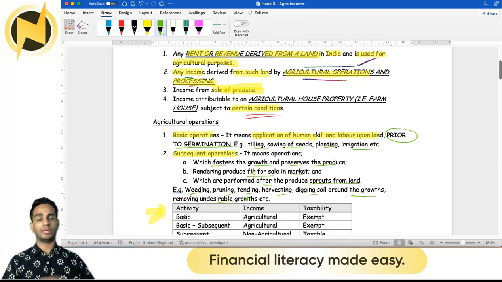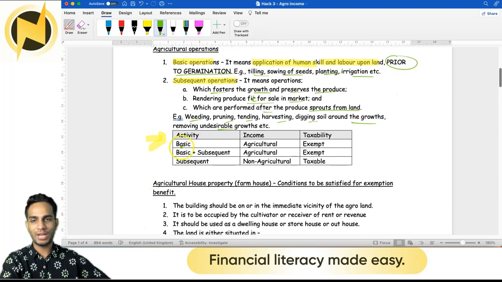Now, if I'm a farmer and I'm doing both basic and subsequent operations, how will my income be treated? Or if I'm an agriculturalist only doing basic, how will my income be treated? If I'm only doing subsequent, how will my income be treated? Always keep in mind, whenever an SSE is engaged in basic operations, his income will always be exempt. So if I'm doing basic, my income is exempt. I'm doing basic plus subsequent, my income is exempt. I'm only doing subsequent, my income is taxable.